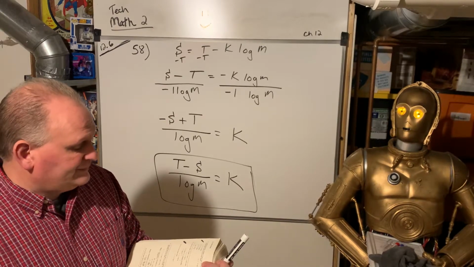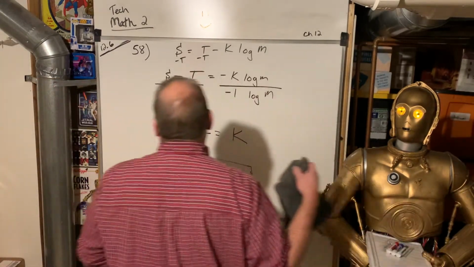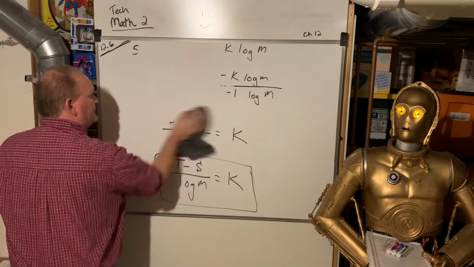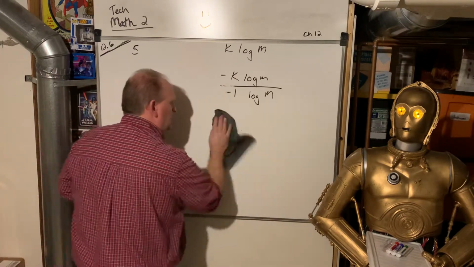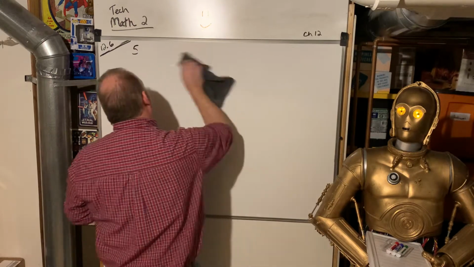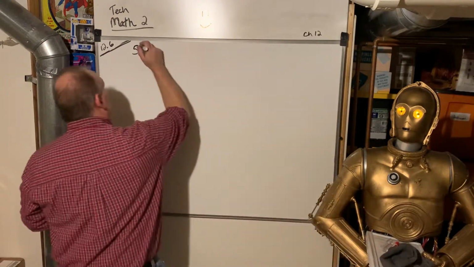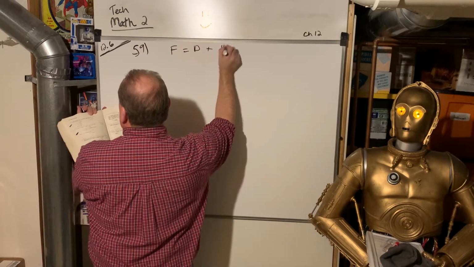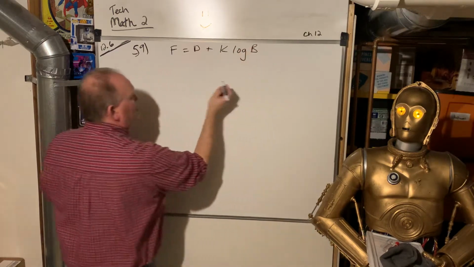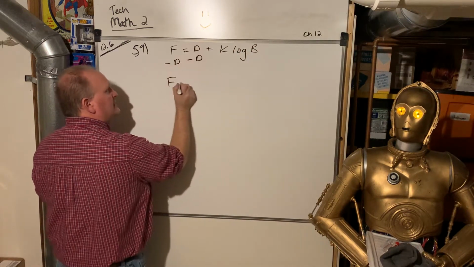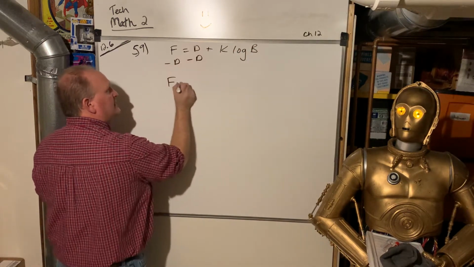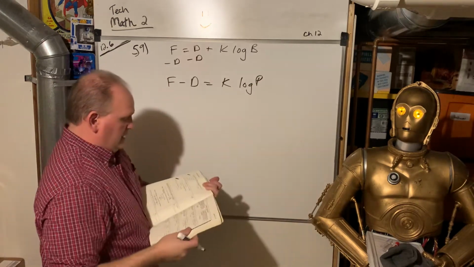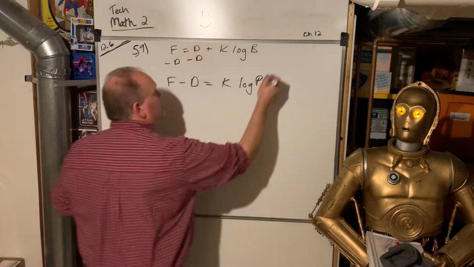So from this formula, we're looking at 59. We have solve for D when F is equal to D plus K log B. So it's the same dog, different fleas. We subtract D from both sides. That isolates. Oh wait, no, don't subtract D. We're trying to solve for D, right? Oops, solve for D. I should have written that down.